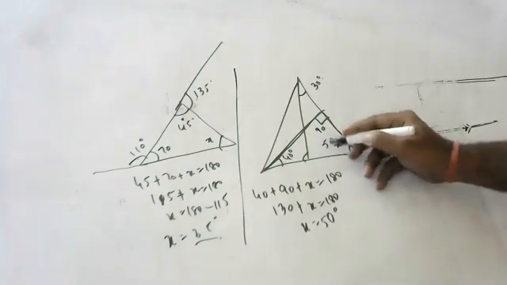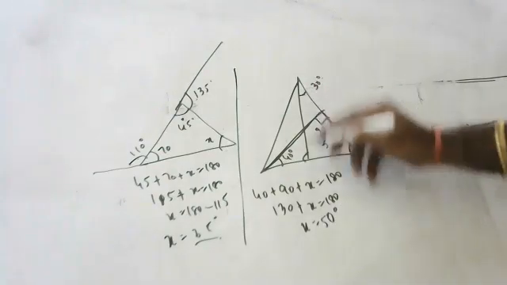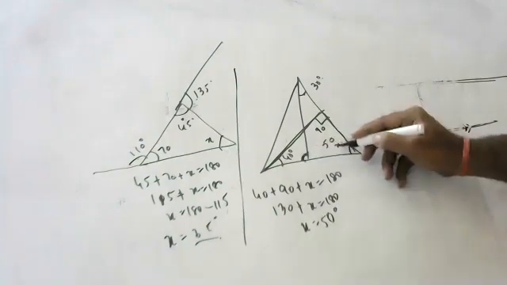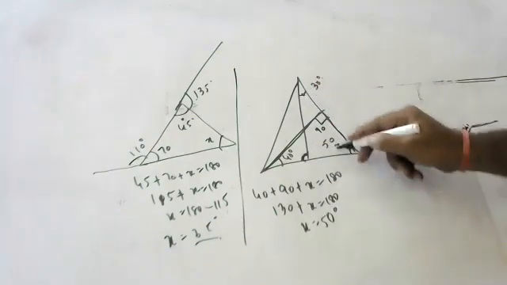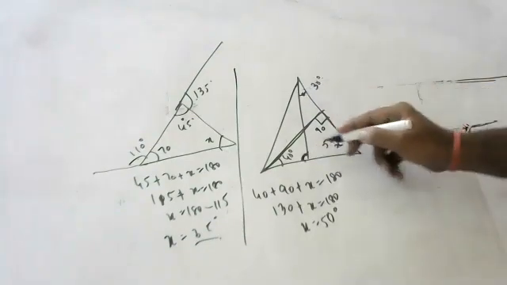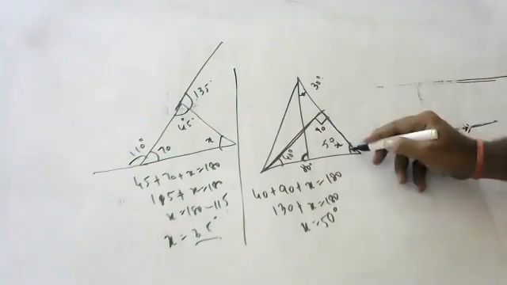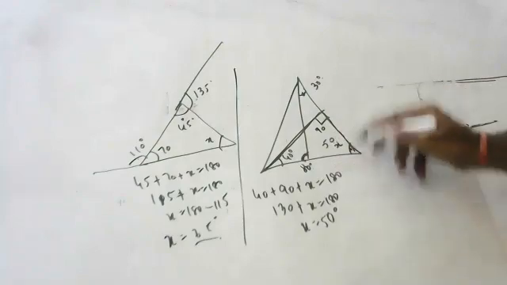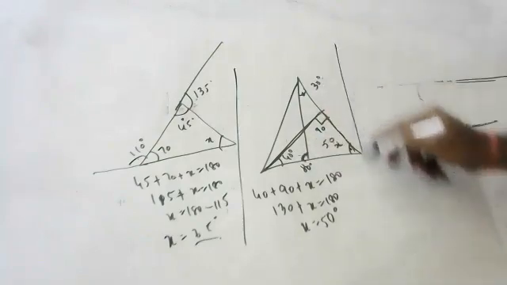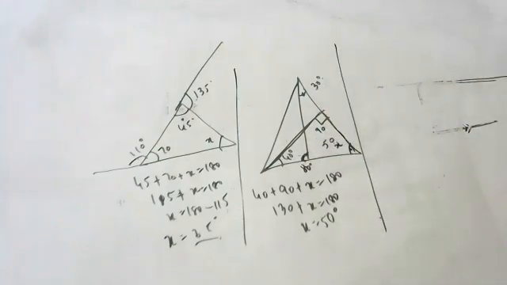If this is 50 and this is 30, this x is equal to the sum of the interior opposite angles. So 50 plus 30, 80. That's all. First, in this triangle, I found out this. This plus this is this side. That's all over. Next. Srini, do you get it?